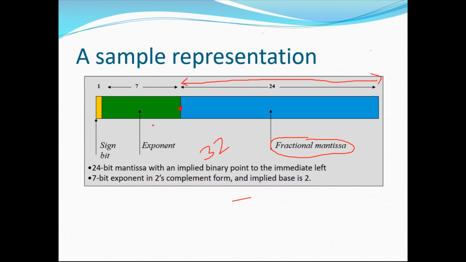To represent the exponential part, 7 bits were reserved, and the most significant bit is used to represent the sign bit. If you add all these things, 1 plus 7 is 8, and 8 plus 24 is 32. So this is how IEEE suggests to use it. Also, IEEE assumes that the number before the floating point is 1, because that is the maximum you can have, either 0 or 1. So this is how IEEE suggests to represent a floating point number.